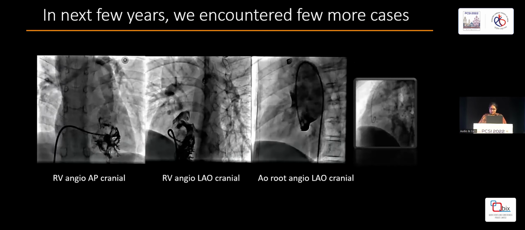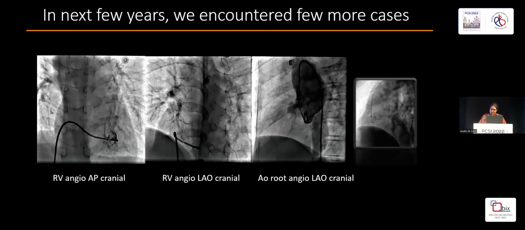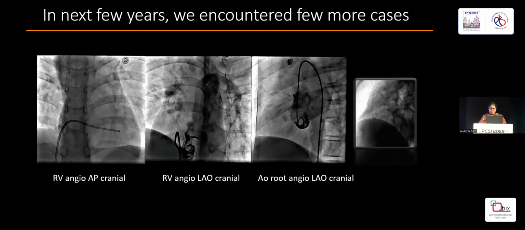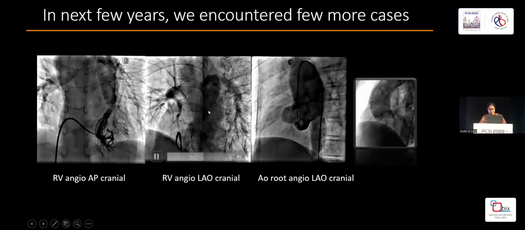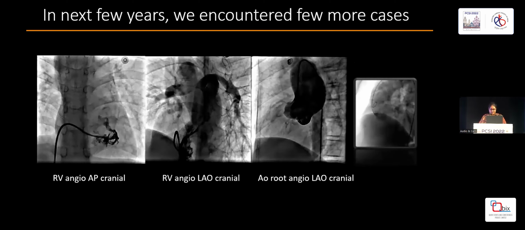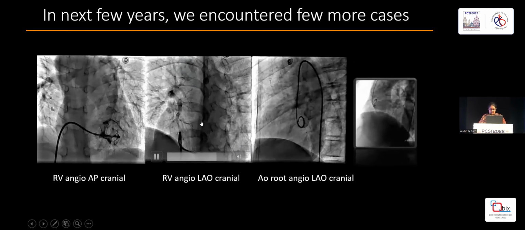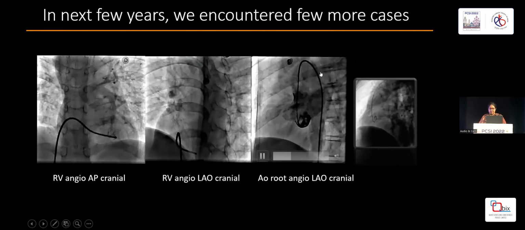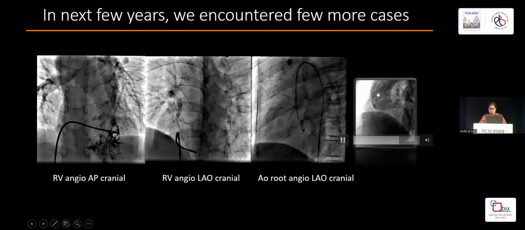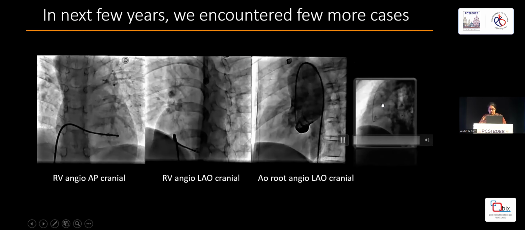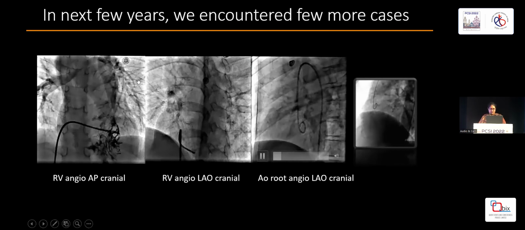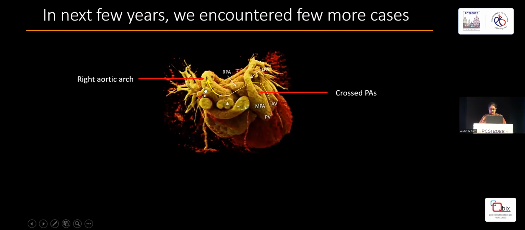Over the next few years, we saw similar anatomy and morphology in a few more cases. They were all cases of aorta with right aortic arch, but the commitment of the aorta to the LV was much more compared to the routine TOF, and the location of the aorta was posterior as compared to a routine angiogram, as we can see on the extreme right side of the screen. And also the crossed PA anatomy was visualized.